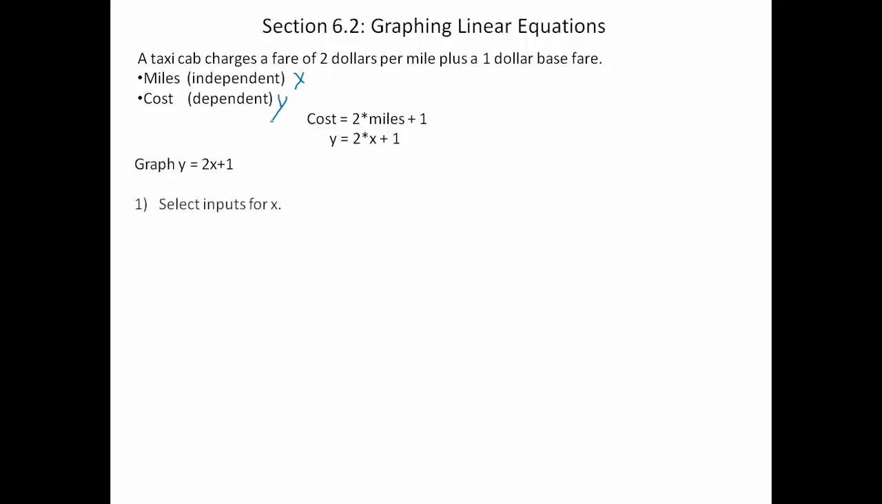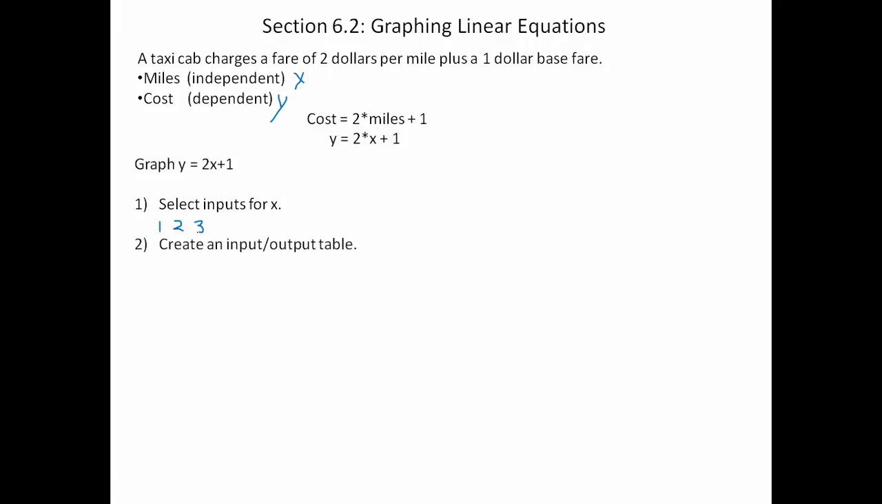Our first step is to select some inputs for x. Now in the section 6.1 Hawks assignment, they do this for you for most of the problems. But here, let's just come up with some possible cab rides. Let's be simple. Let's say we'll go for 1 mile, 2 miles, and 3 miles. Those are going to be our different cab rides.